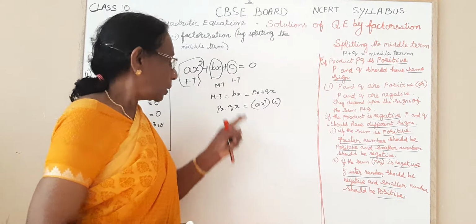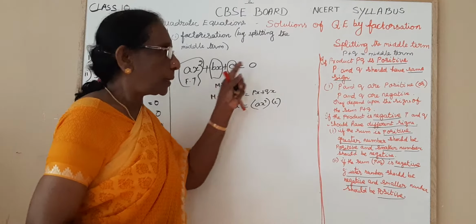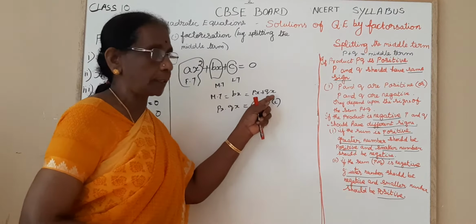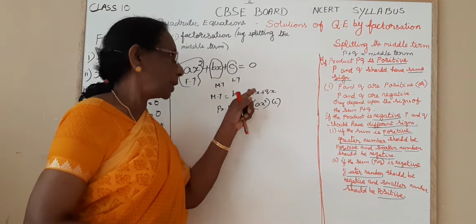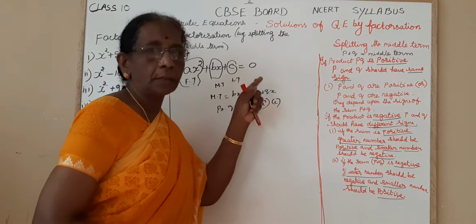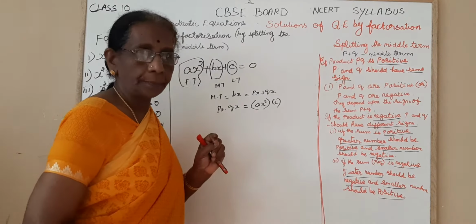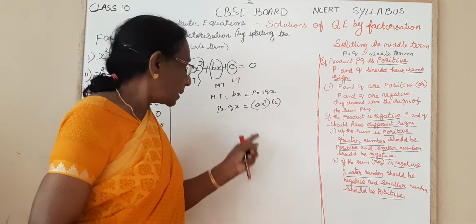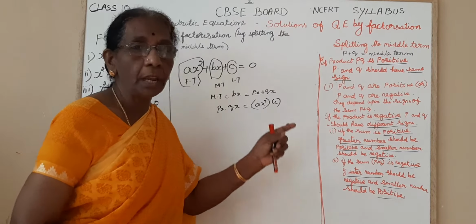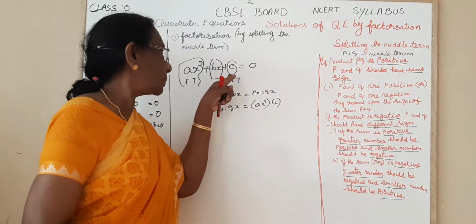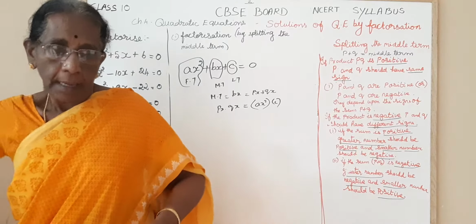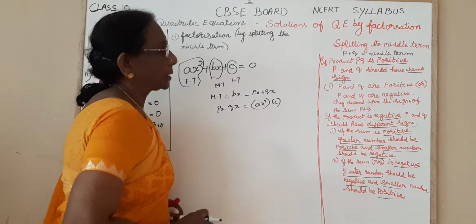Have you understood, children? So what is the meaning of splitting the middle term? We are splitting the middle term bx into 2 parts, px and qx, which we have just assumed as the 2 parts of bx. And with what condition? With the condition that the product of px into qx should be equal to the product of the first term and the last term. Is it clear? So we are going to use this and split the middle term.